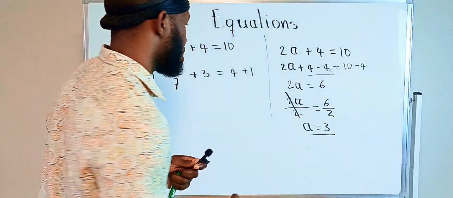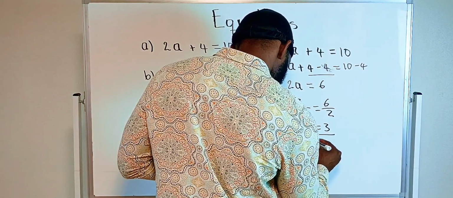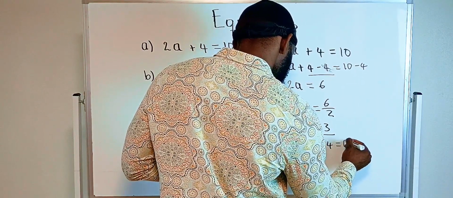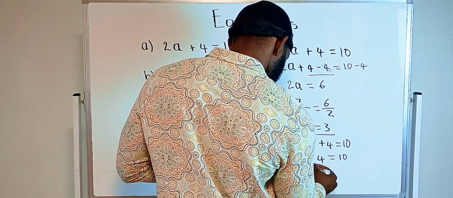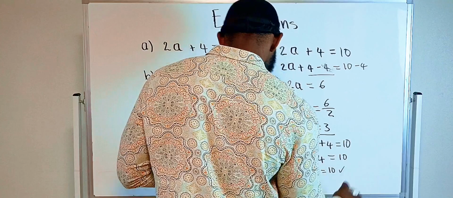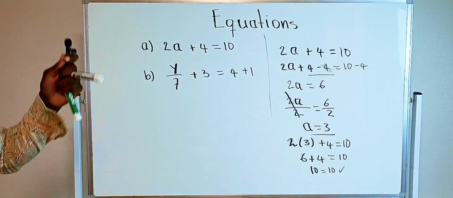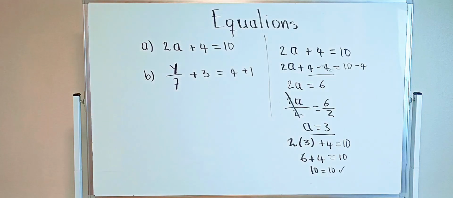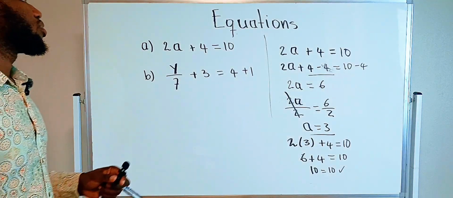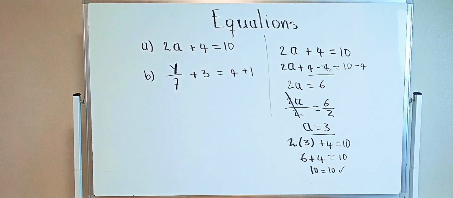So we just gotta check. We bring it over here. Whenever you see a, we will replace it by 3. 2 times 3 is 6. 6 plus 4 equal 10. 10 equal 10. This is verified. So right now you can say that a equal 3 is really the answer for this equation. You see, easy stuff, guys. There's nothing difficult over here.